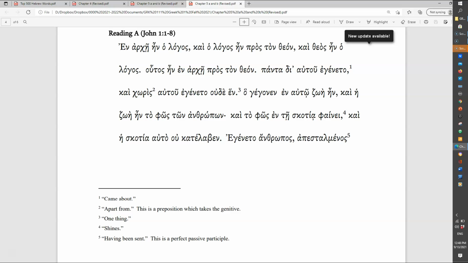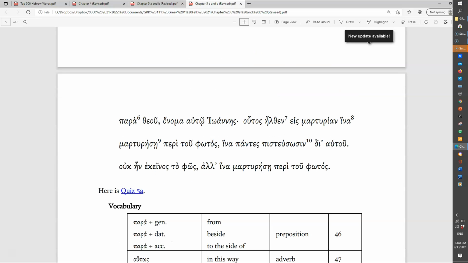So if you know a genitive here, what is this? And without him, there came about not even one thing. There came about a man sent. Oh, got the perfect passive. How'd you know it was having been sent? That's in the footnotes. Paratheu. What is para? From God. From the side of, like a paralegal is someone who stands beside a lawyer, right? Paratheu. Name to him, Ioannes, the graciousness of Yahweh, I think is what that means.